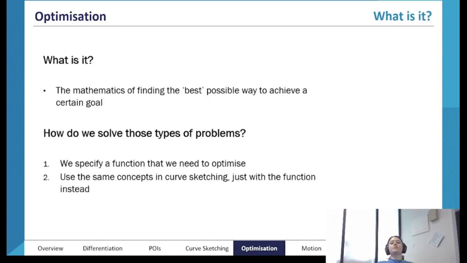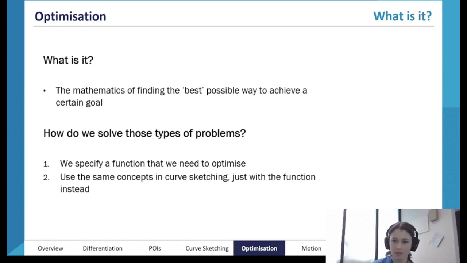So, now we are getting onto our next topic, which is optimization. So, optimization is the mathematics of finding the quote-unquote best possible way to achieve a certain goal. Kind of like the maximum this that we can have, or the minimum this, like the maximum area, the maximum volume, the minimum cost, the minimum time used, anything like that. We're just trying to optimize something. We're just trying to find the best possible result.